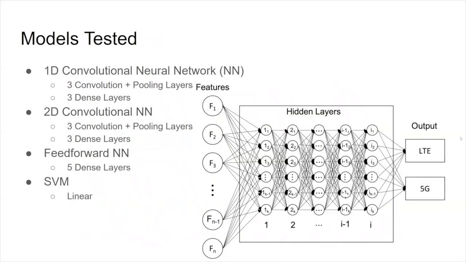So these are the models that we tested. We did a 1D convolutional neural network, a 2D convolutional neural network, a feed-forward neural network, and a support vector machine. So this figure on the slide is a representation of a general neural network where n is the number of features, I is the number of hidden layers, and k is the number of neurons in each layer. So for the 1D and 2D convolutional neural networks, we used 3 convolution and pooling layers and 3 dense layers. And for the feed-forward neural network, we used 5 dense layers.